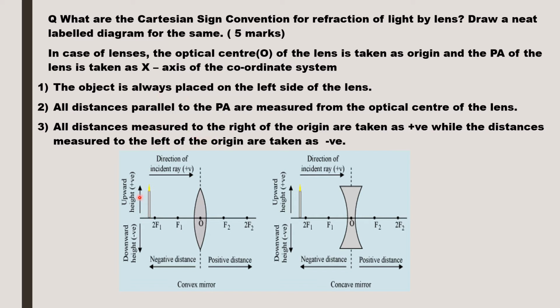The object is always placed on the left hand side of the lens. So this point, 1 point will carry half mark. Then whatever distances are measured parallel to the principal axis, those are measured from the optical center of the lens. So all distances parallel to the principal axis are measured from the optical center of the lens. Then all distances which are measured to the right of the origin are positive, while all distances which are measured to the left of the origin are taken as negative.